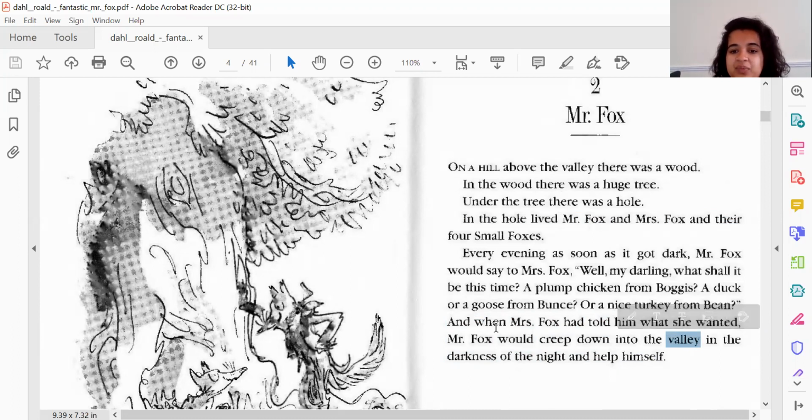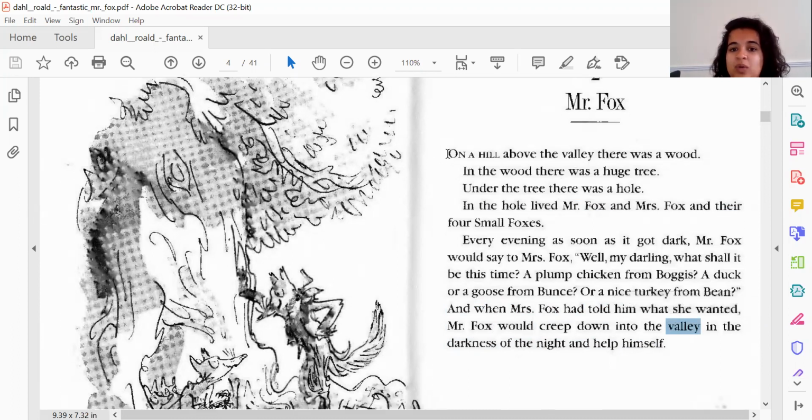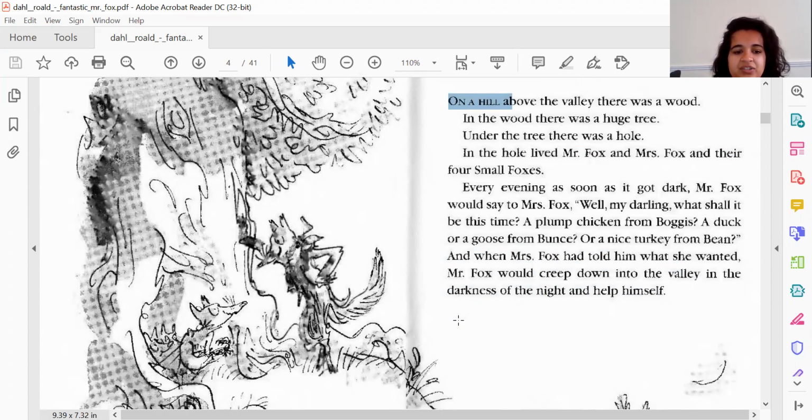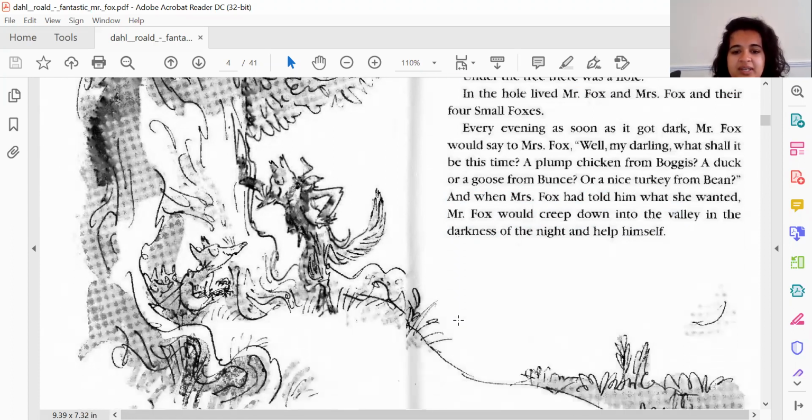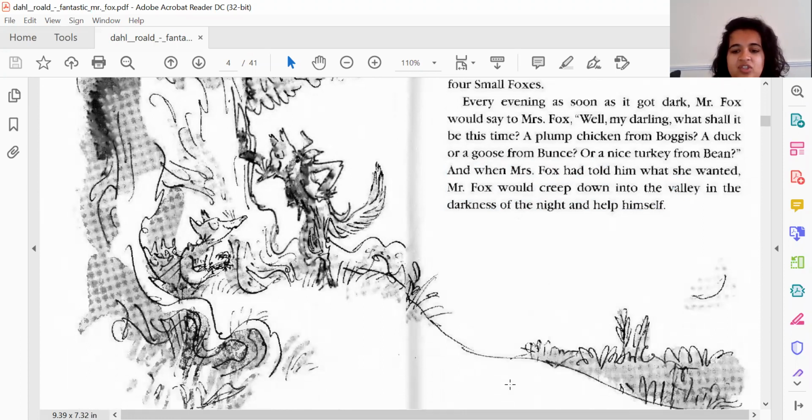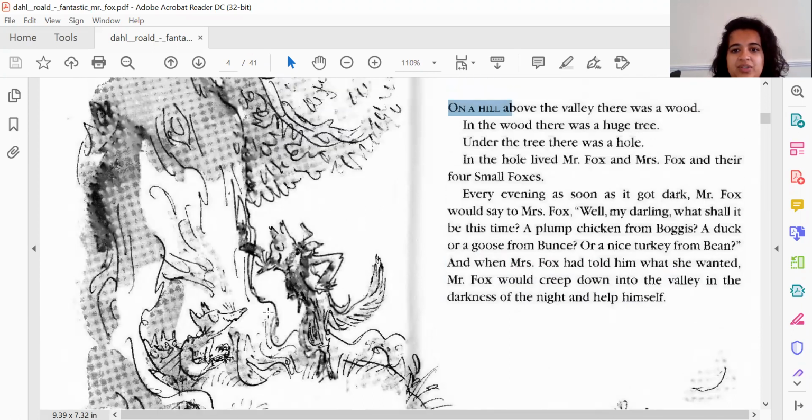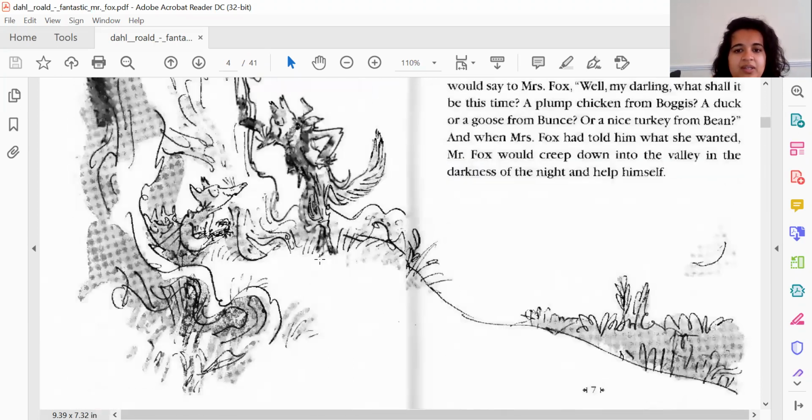Valley is the space in between mountains, so it makes sense that he was on a hill. All right, so there's a picture of Mr. Fox and Mrs. Fox. There's their hill, as you can see on top of the valley. There's the tree, and in the tree there was a hole. Okay, under the tree there was a hole.